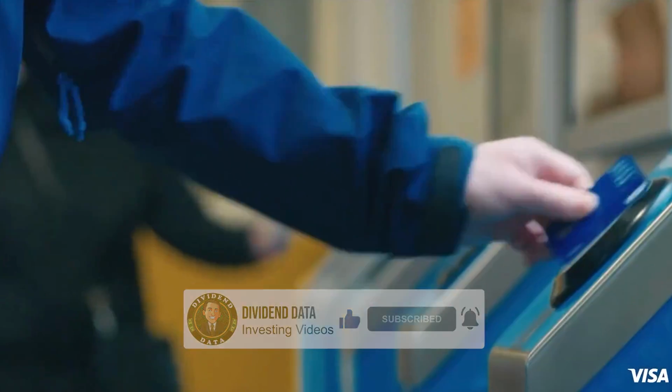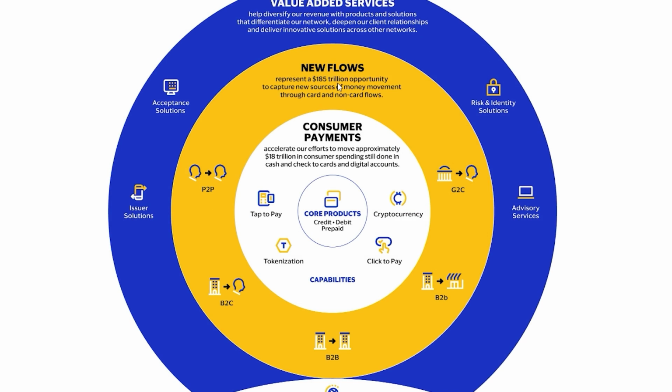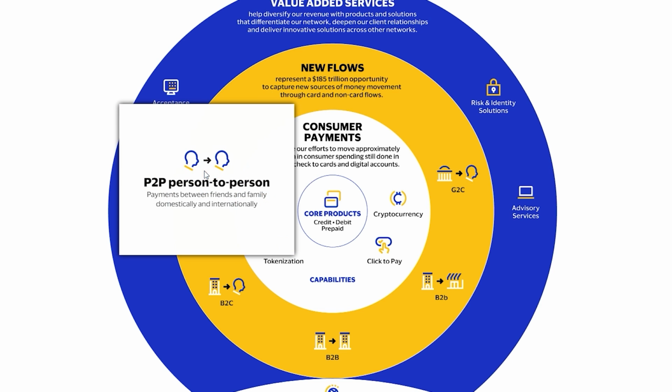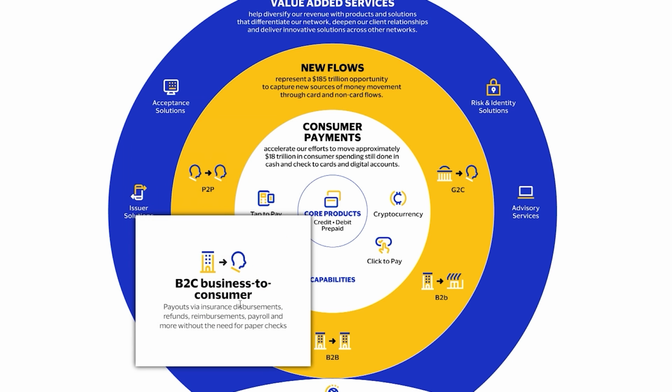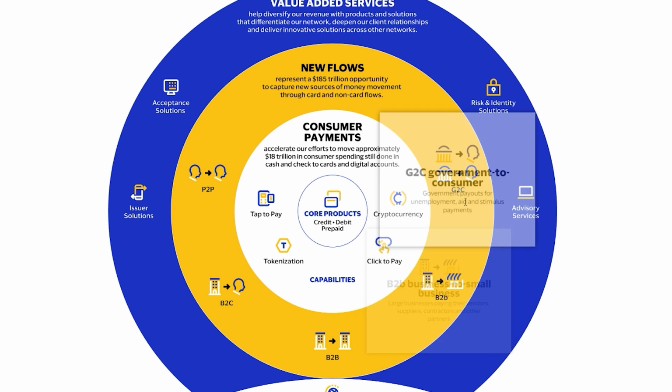The digital payment industry has massive growth drivers. Approximately $18 trillion in consumer spending is still exchanged in cash and checks, which could move to cards and digital accounts. There are also new flows, which represent a $185 trillion opportunity. This includes person-to-person payments, business-to-consumer, business-to-business, business-to-small-business, and government-to-consumer.